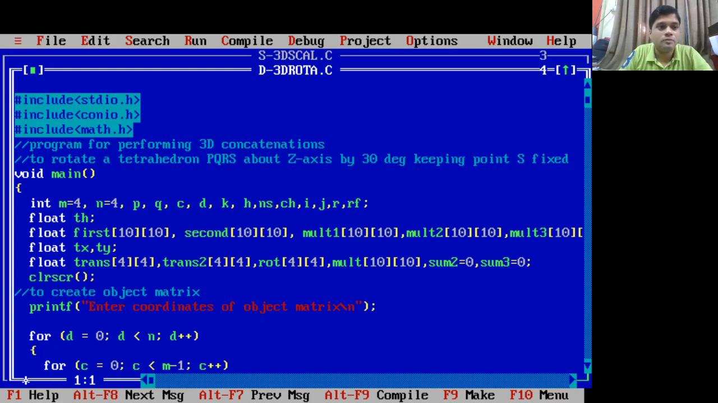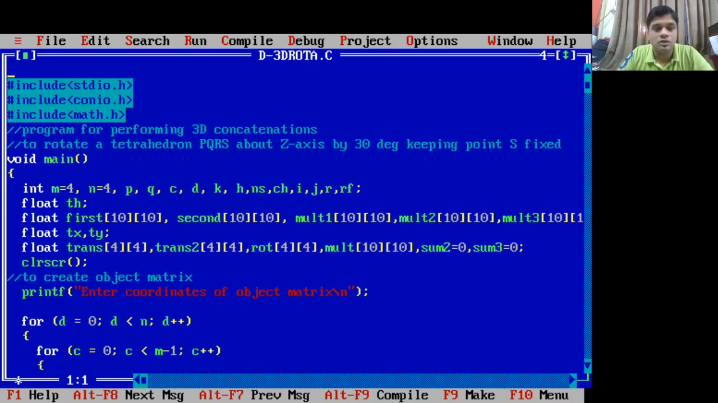So this is a program for the 3D transformation, that is 3D rotation. Program for performing 3D rotation to rotate a tetrahedron PQRS about the Z axis by 30 degrees, keeping point S fixed. I have included stdio.h, conio.h, math.h. Again, all the things remain the same.